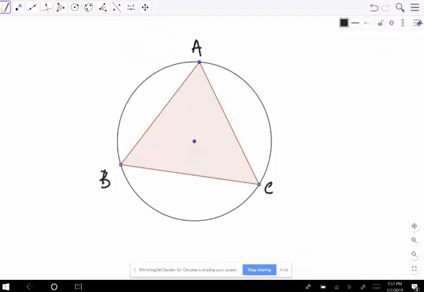We have seen in a previous lesson that there is a unique circle through any three non-collinear points. So in other words, each triangle is inscribed in exactly one circle, and such a circle is called a circumcircle. So for example, for this triangle here, this will be our circumcircle.